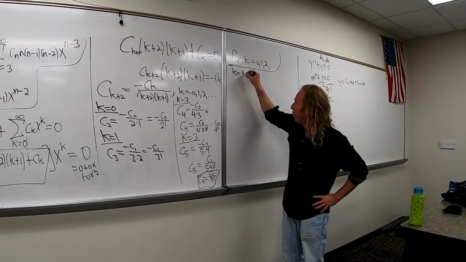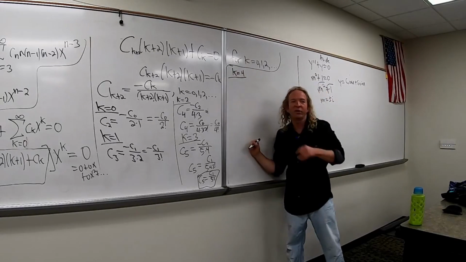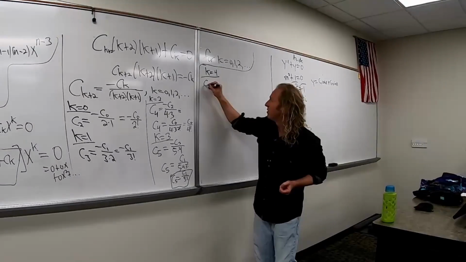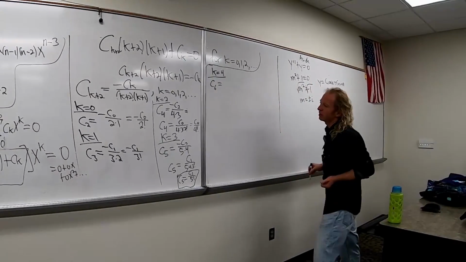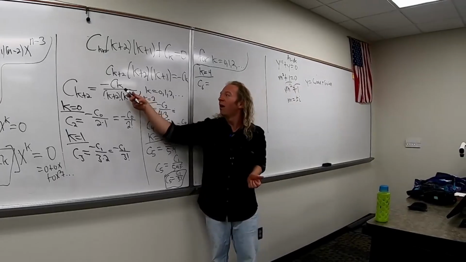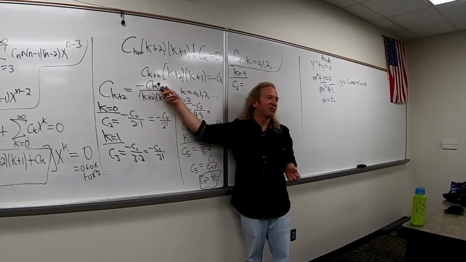K equals 4. So when K equals 4, we plug it in. We get 4 plus 2, so we get C6. So C6, that's going to be our friend, negative C4.